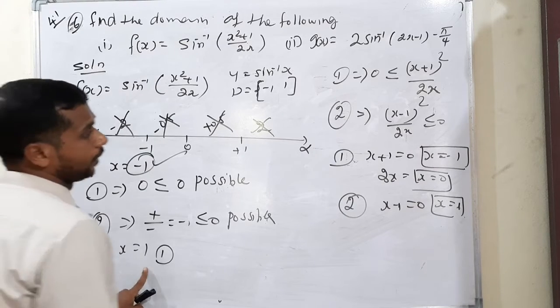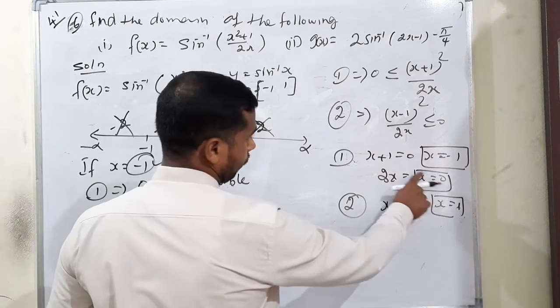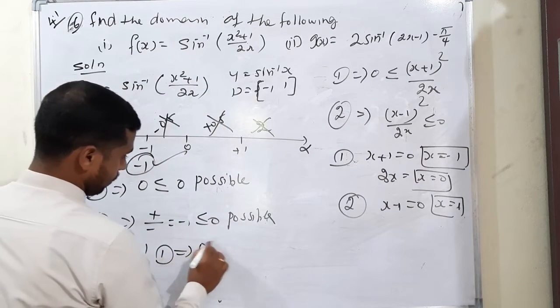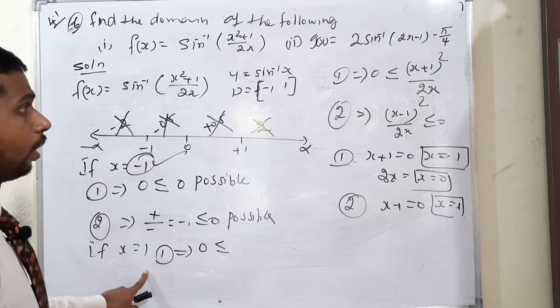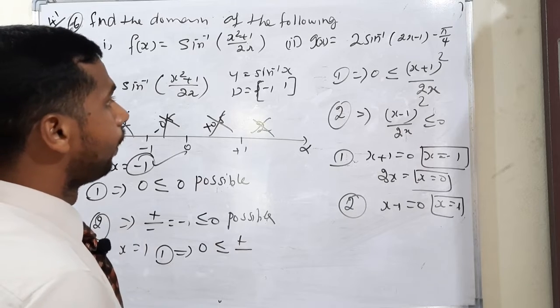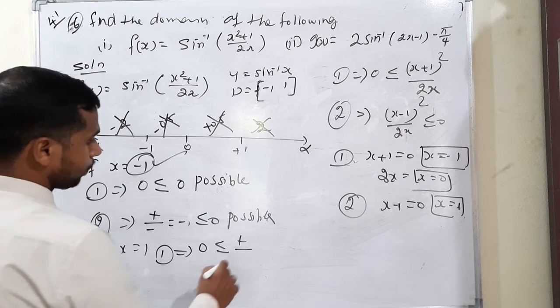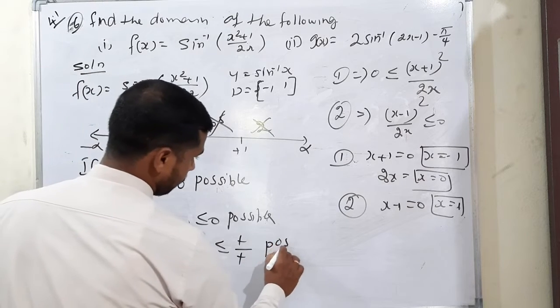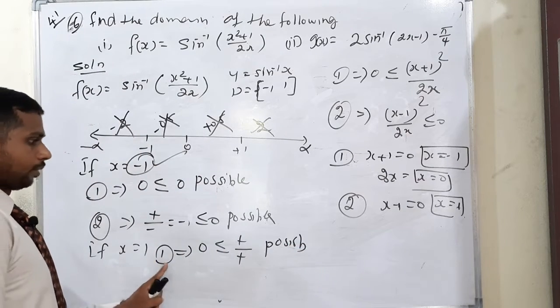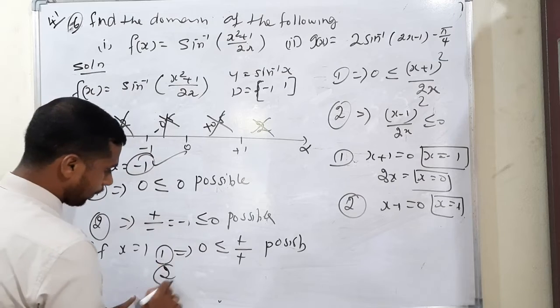So case number 1: x is positive. What will happen? Positive means 0 is less than or equal to 1 plus 1, so positive divided by positive, again positive. So the first case is also possible. Positive 1.